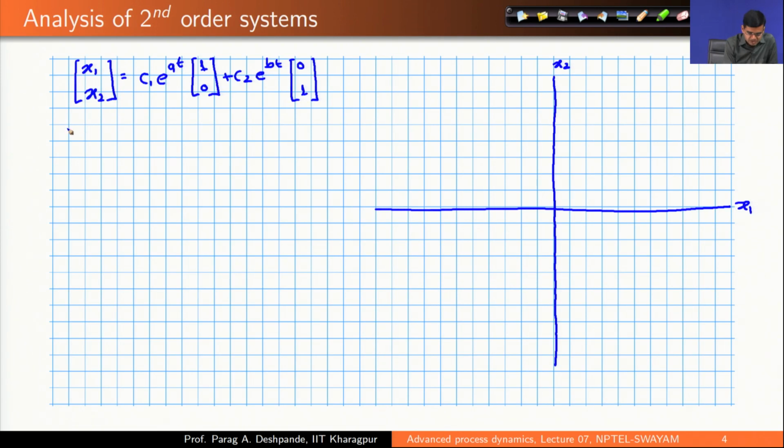At time t equal to 0, and for C 2 equal to 0, because I will have all combinations of C 1 and C 2 and all of them would satisfy the solution. So, one of those would satisfy the condition where C 2 is equal to 0. So, at t equal to 0 and C 2 equal to 0, my solution is simply C 1 times 1 0.